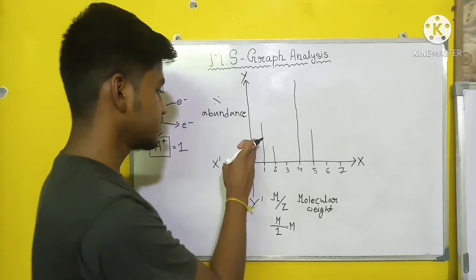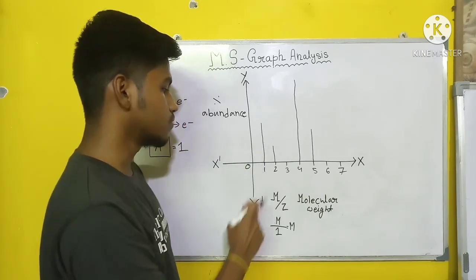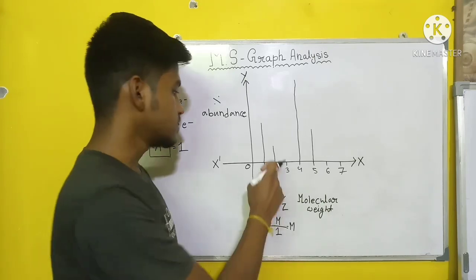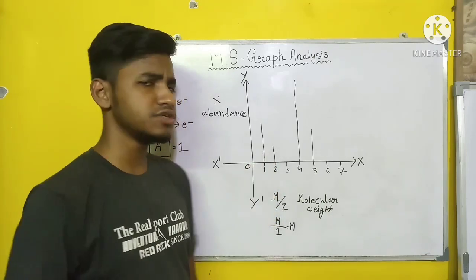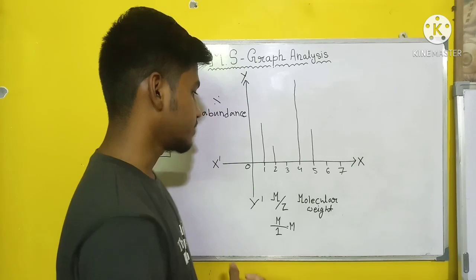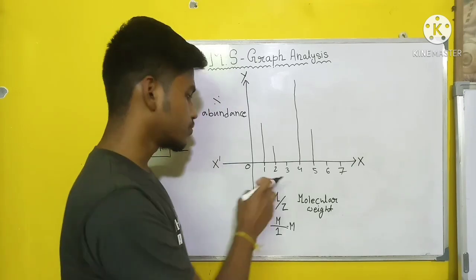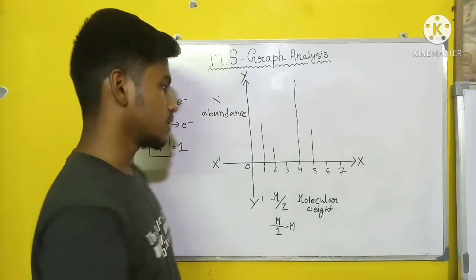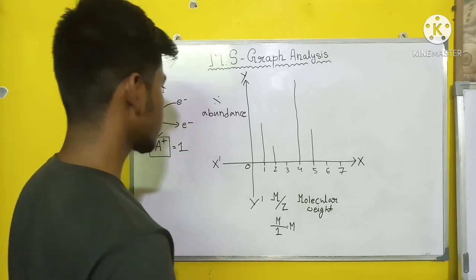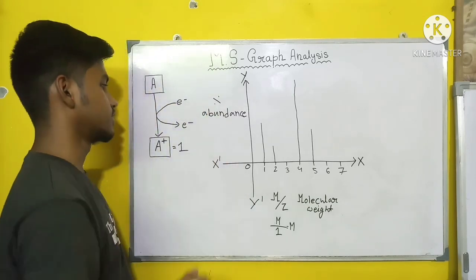That means this sample has 1 molecular weight. This line is present on 2. That means this sample has 2 molecular weight. And now we will talk about the percent abundance.